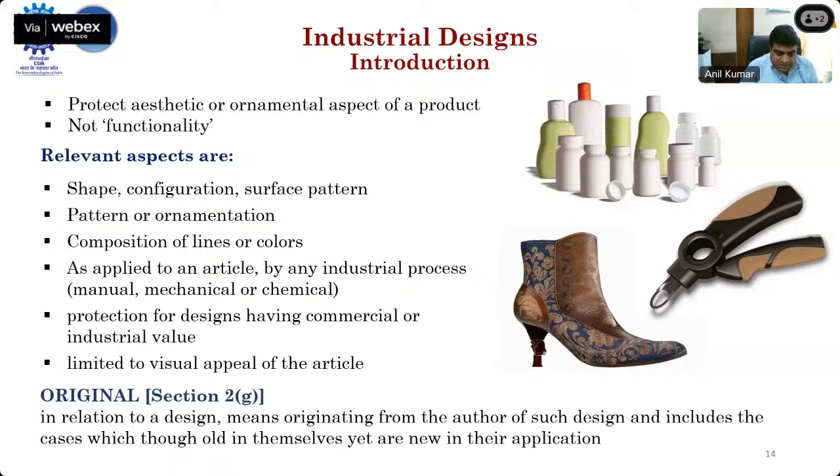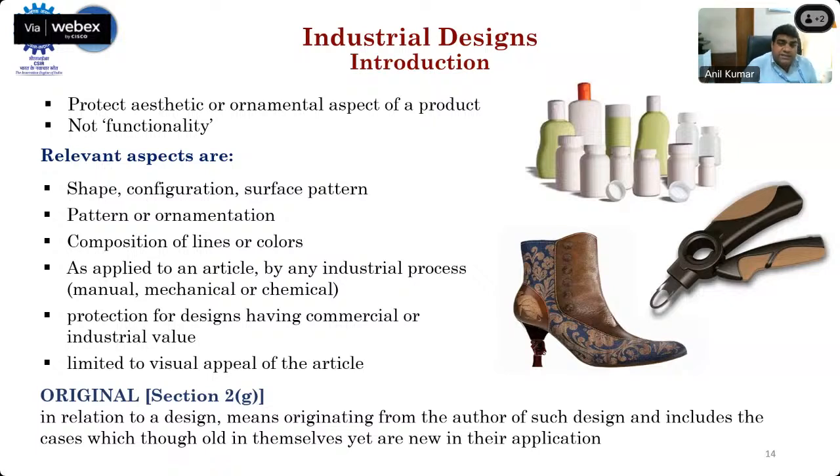In case the shape has some kind of functional element in it, those things are not registered under industrial designs. So these are basically the physical appearance or look and feel elements which are protected. And when we talk about the relevant aspects, shapes, configurations, surface patterns, ornamentation, composition of lines or colors, which can be applied to an article by any industrial process, manual or chemical process, can qualify to be registered under industrial designs. Okay, and it is limited to the visual appeal of the article only. There is nothing linked to the functionality.